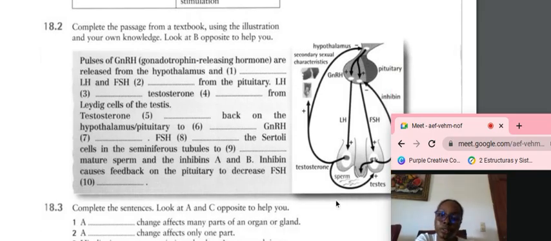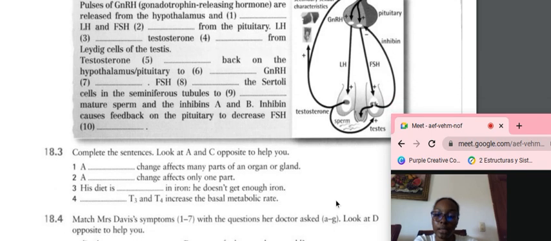Complete the passage from the textbook. Pulses of GnRH are released from the hypothalamus, and LH and FSH from the pituitary. LH stimulates testosterone release from Leydig cells of the testes. Testosterone feeds back on the hypothalamus and pituitary to inhibit GnRH. FSH stimulates the Sertoli cells in the seminiferous tubules to mature sperm, and the Sertoli cells release inhibin. Inhibin causes negative feedback on the pituitary to decrease FSH.